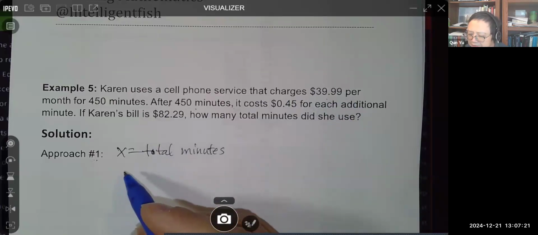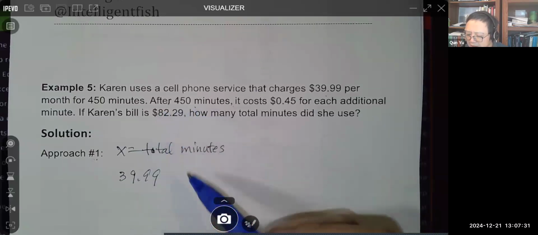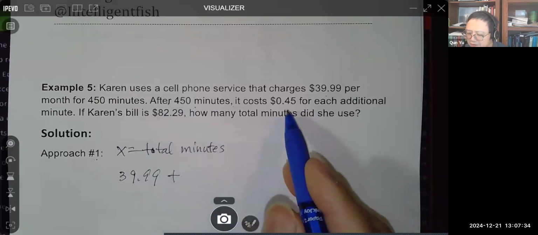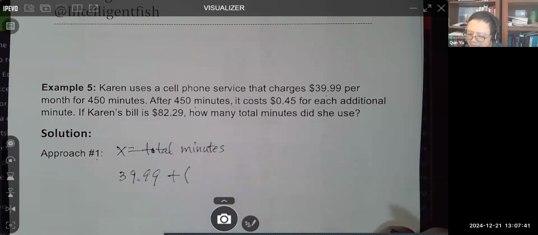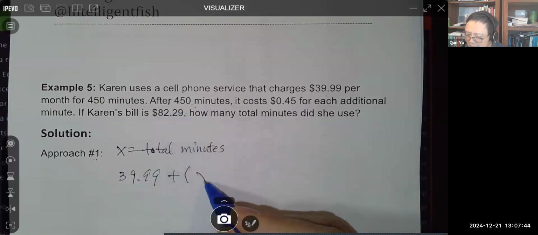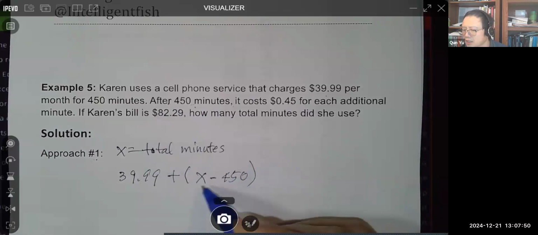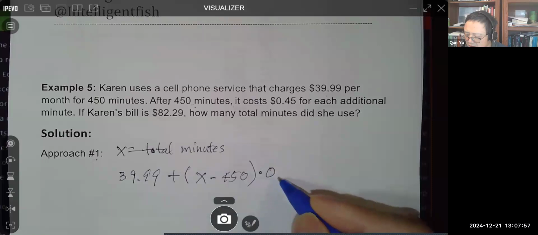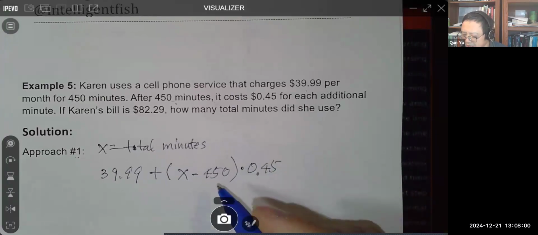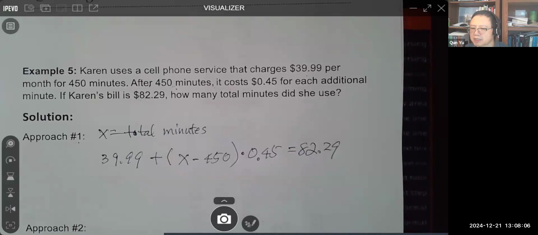So I'm going to write this whole thing in two parts. First, $39.99. That's for those 450 minutes. Then for additional minutes, it will cost her 45 cents per minute. How to represent additional minutes? Those are the minutes beyond 450, right? Remember, x is total minutes. If we subtract 450 from it, the rest must be the minutes beyond 450, right? So each of these minutes will cost her $0.45. Together, the total cost is $82.29. You see, I just represent the basic information.